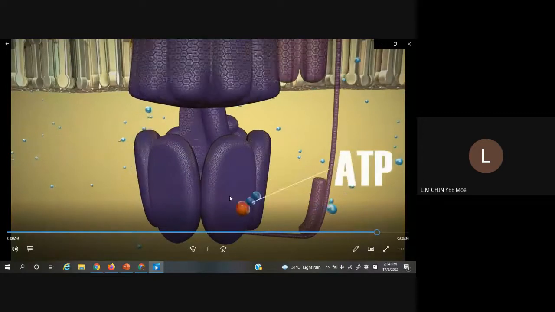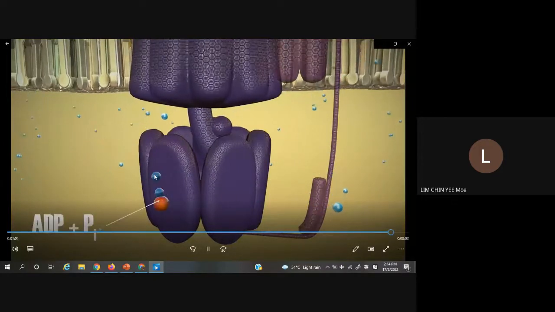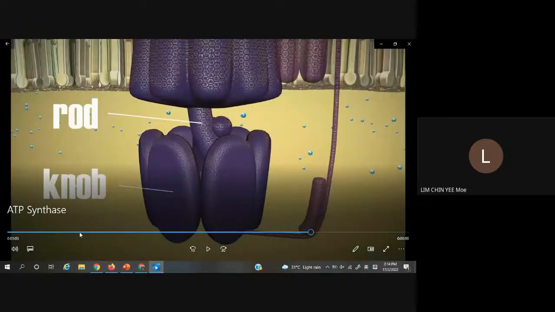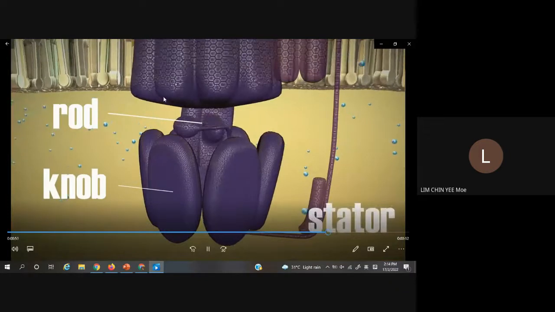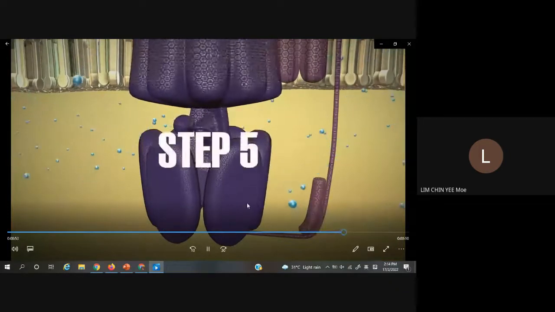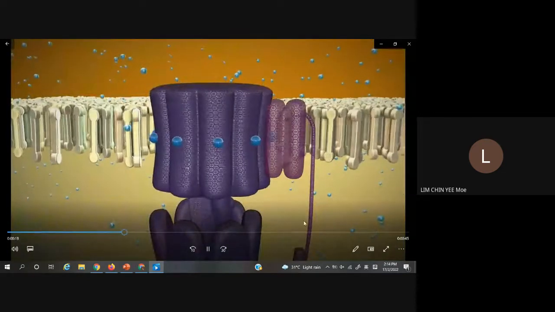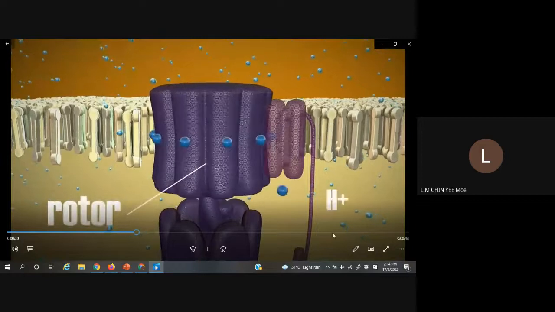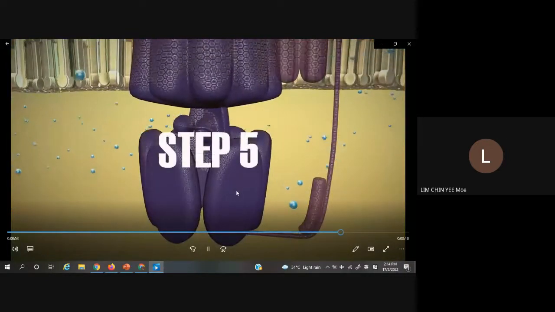From ADP and inorganic phosphate, they join and become ATP. That's how the whole flow of hydrogen ions moves the ATP synthase to produce ATP. This is how they do it. So dia mesti start dengan ada hydrogen flow, barulah ATP synthase ini dapat buat ATP. Jelas?